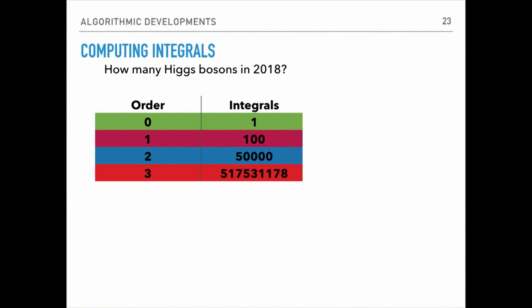The other thing that you're learning from that is that you don't want to do this on a sheet of paper. You want to automate. You want to use computer algebra in order to actually get this task done. So clearly, there's a lot of development that needs to go into this if you want to go to one order higher.